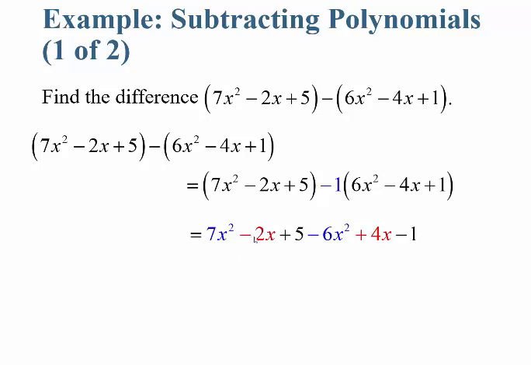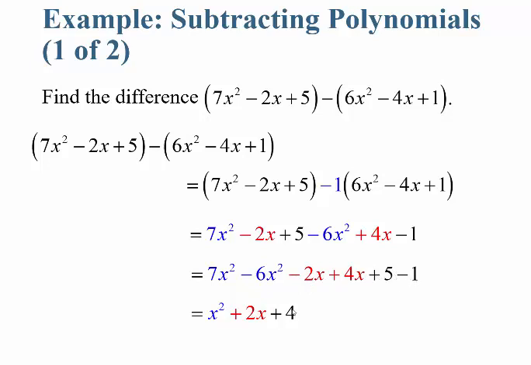Now I see what are the like terms. I'm going to rearrange them so they're adjacent to each other. So now I get 7x squared minus 6x squared. Well, that just gives me 1x squared, or just x squared. Minus 2x plus 4x, that just gets me 2x. And 5 minus 1 just gets me 4.